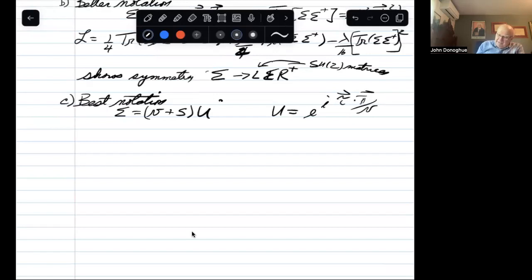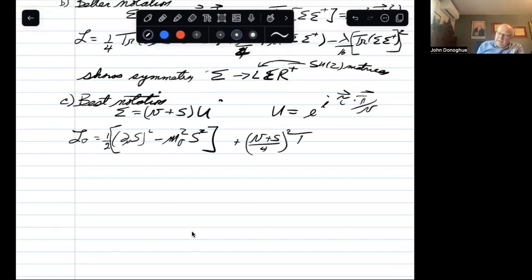Let me write out the full Lagrangian without any approximation. Okay, so it's 1/2 (d mu S) squared minus m sigma squared S squared. So the massive field, there's a (V plus S over 4) squared times the trace of d mu U d mu U dagger. And then there's interactions that look like minus lambda V S cubed minus lambda over 4 S to the fourth.